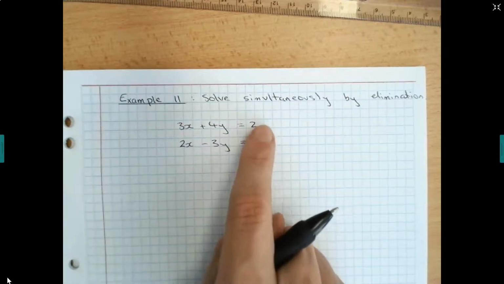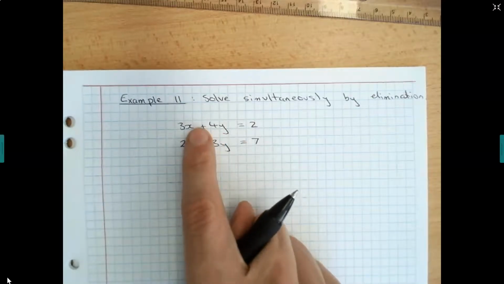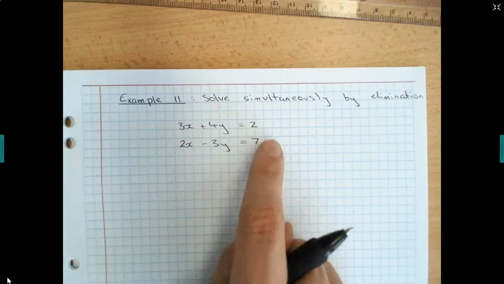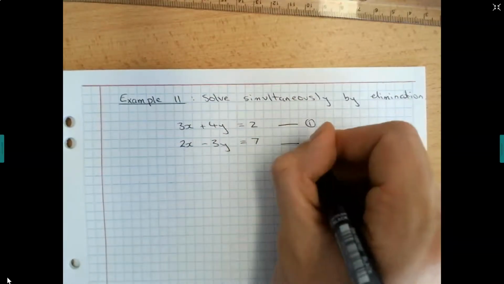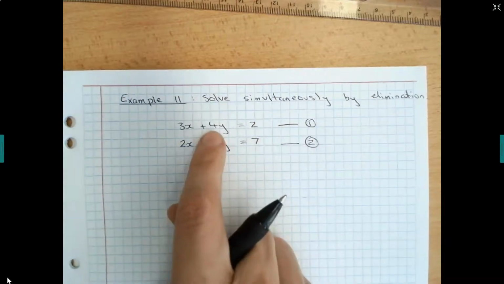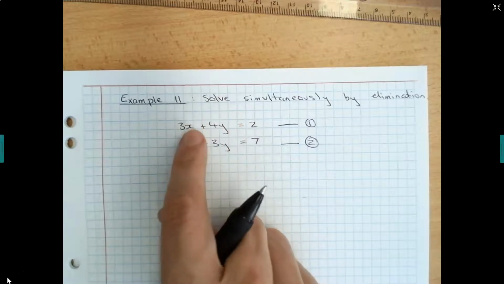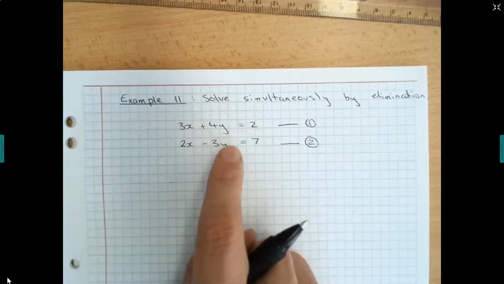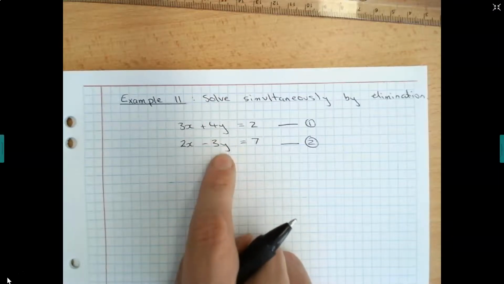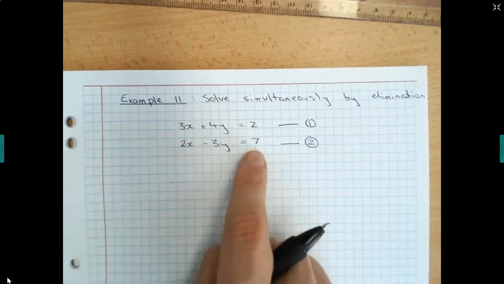Basically all I'm trying to do is find some value that I can multiply each of these equations by. So start off by labeling your equations 1 and 2. If I want to make this positive 12, I'd have to multiply the entire equation by 3, whereas if I wanted to make this minus 12, I would multiply each term by 4.